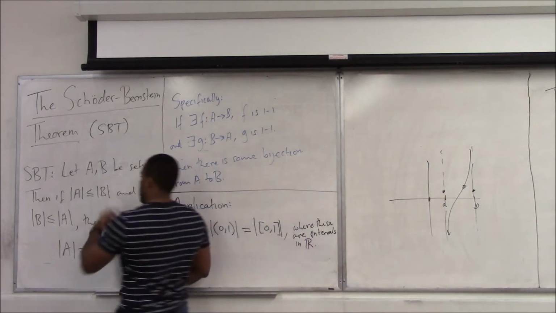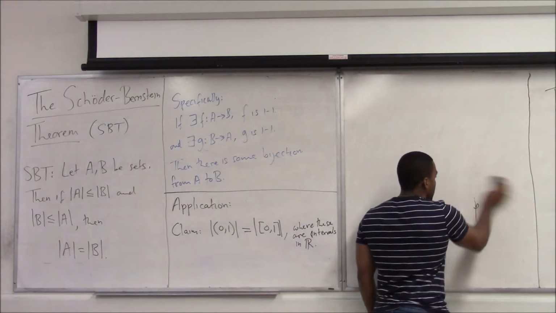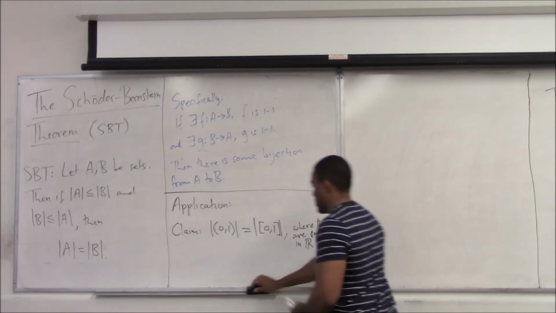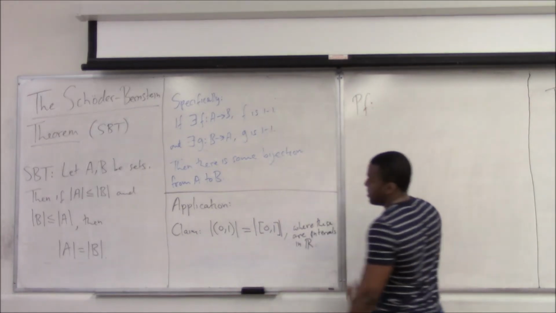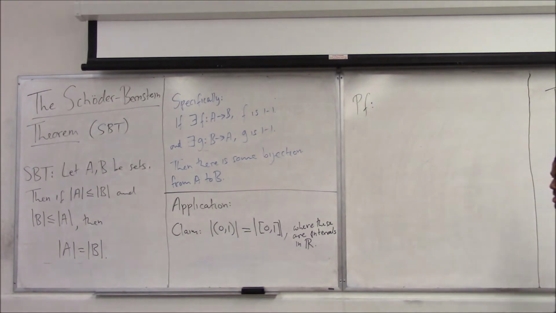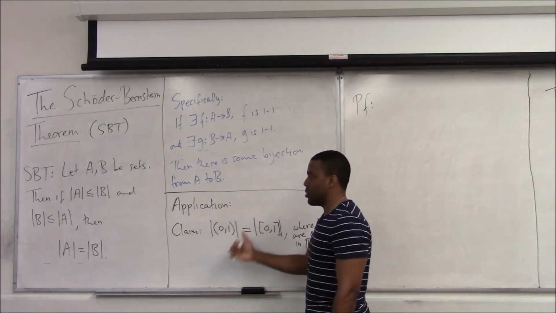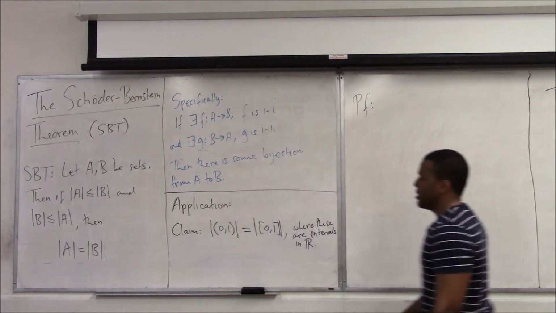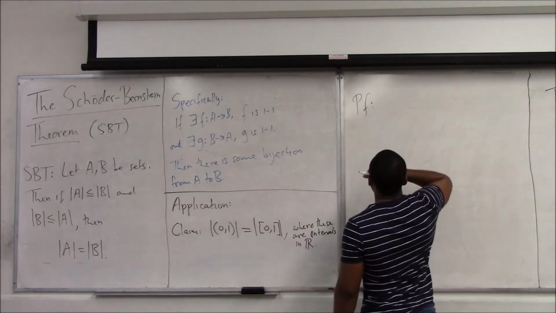But with something like the Schroeder-Bernstein theorem, we don't need to be able to do that. So to prove this, you don't end up having to find a bijective function, which would be not continuous and kind of hard to come by. All you have to show is that there's a one-to-one function from each one to the other one. So, proof.